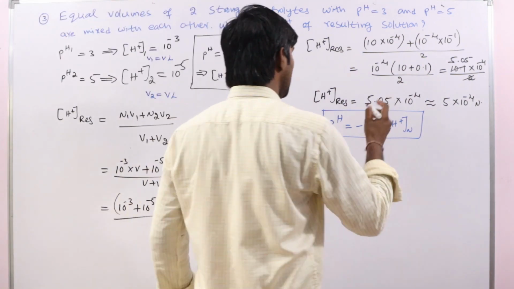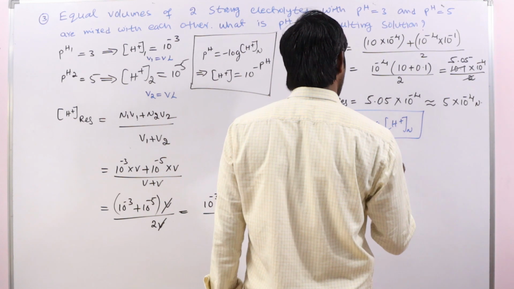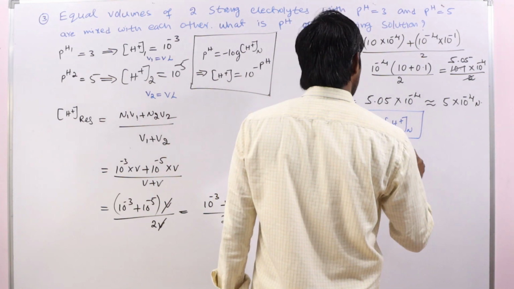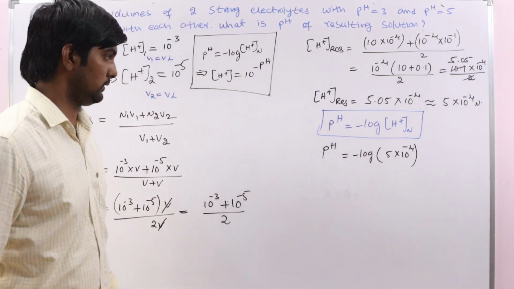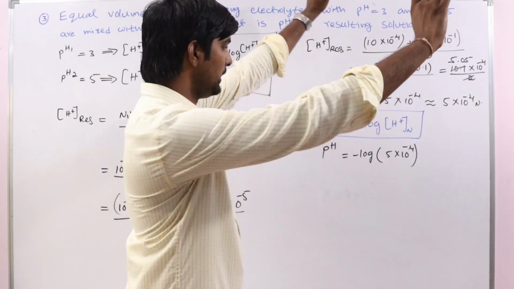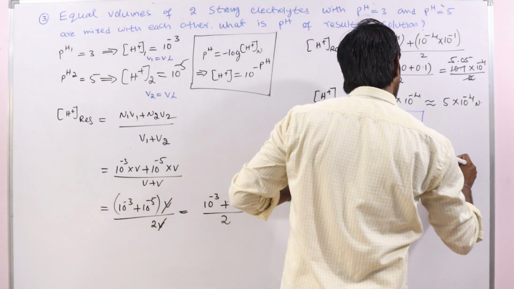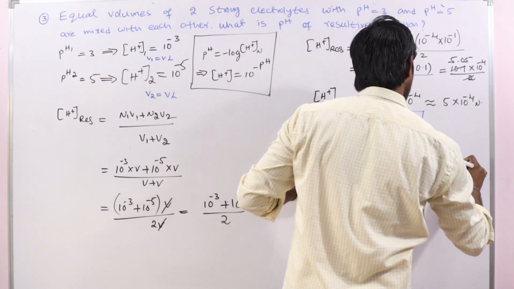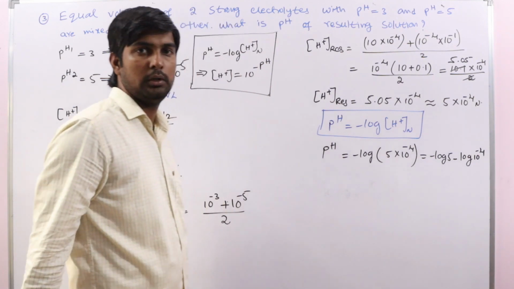Now substitute here. So pH is equal to minus log of 5 into 10 power minus 4. Okay, so this is in the form of log A into B, that is log A plus log B. So this we can write as minus log 5 minus log 10 power minus 4.